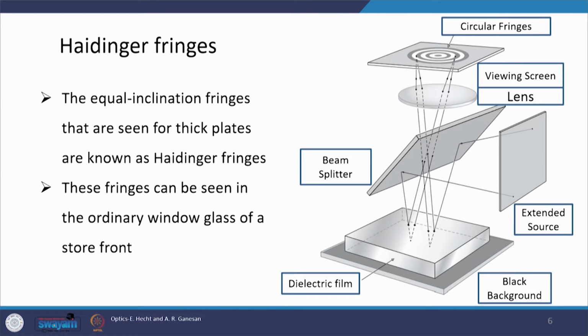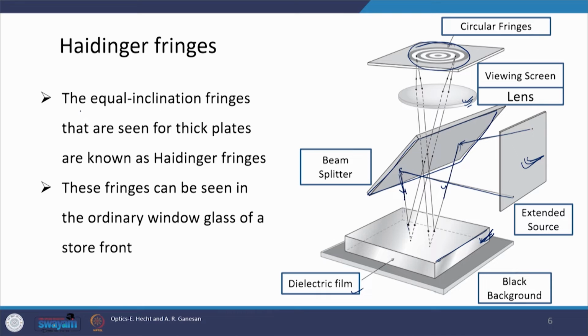Now, this is the setup for the fringe formation. You see, this is the extended source, and from the source the beams are going to this semi-silvered glass plate, or semi-reflecting glass plate, and this glass plate directs these rays to the thin film, which is this one. This is the thin dielectric film, and then the rays suffer multiple reflections here, and then through this lens they converge to this screen and we see the formation of circular fringes.